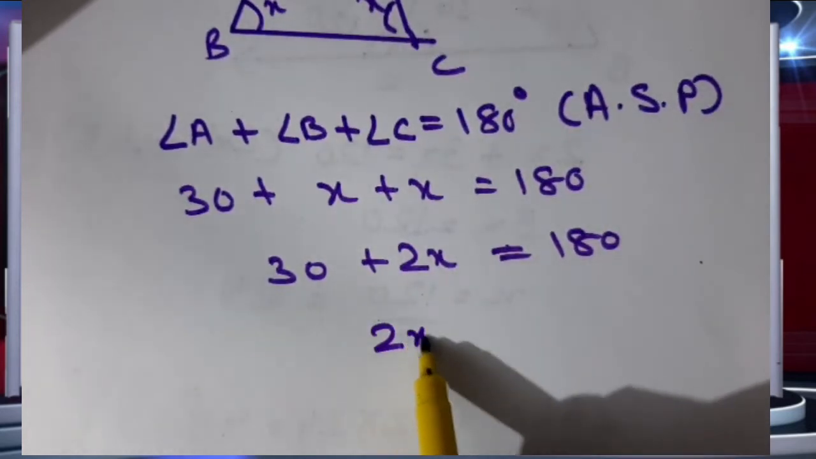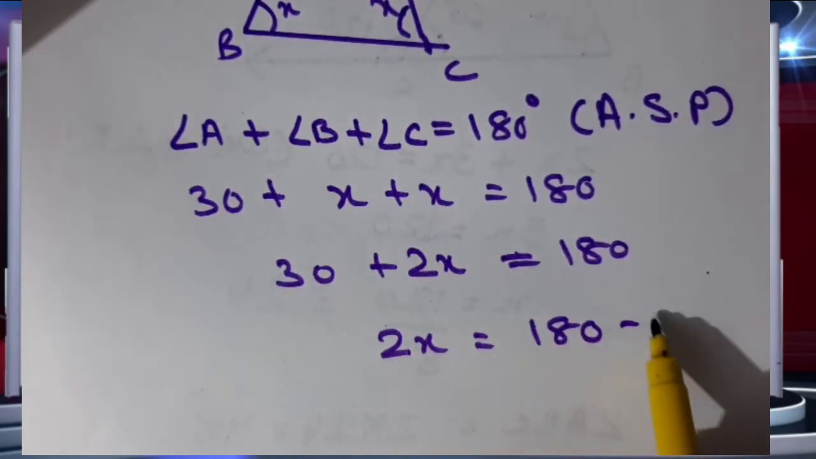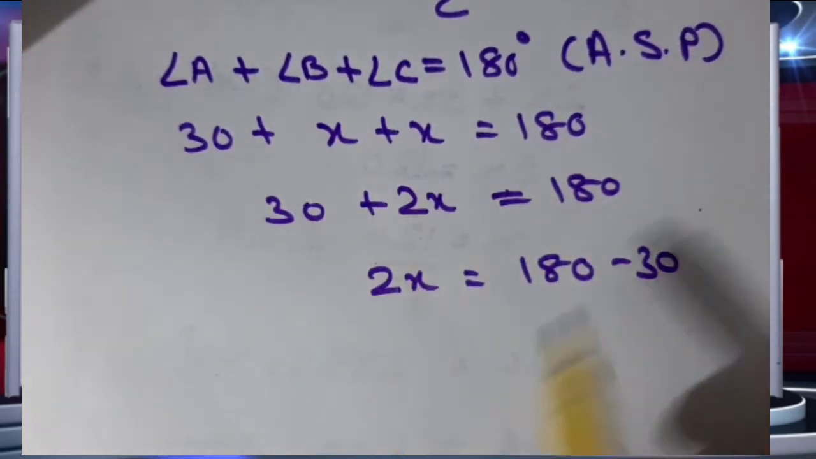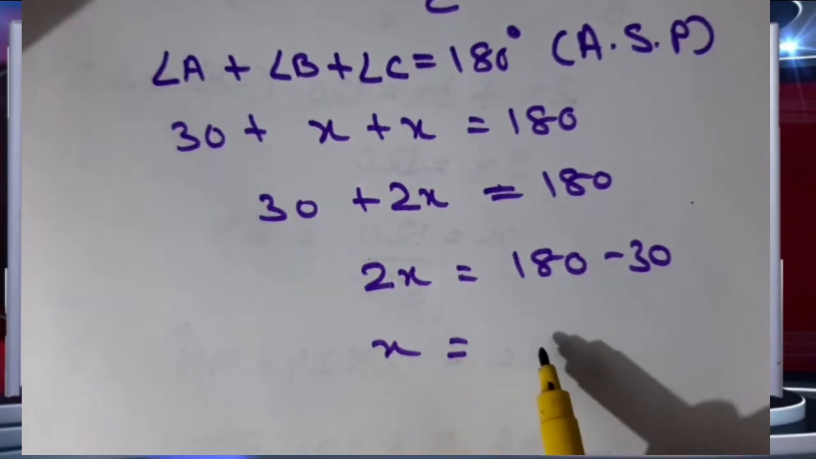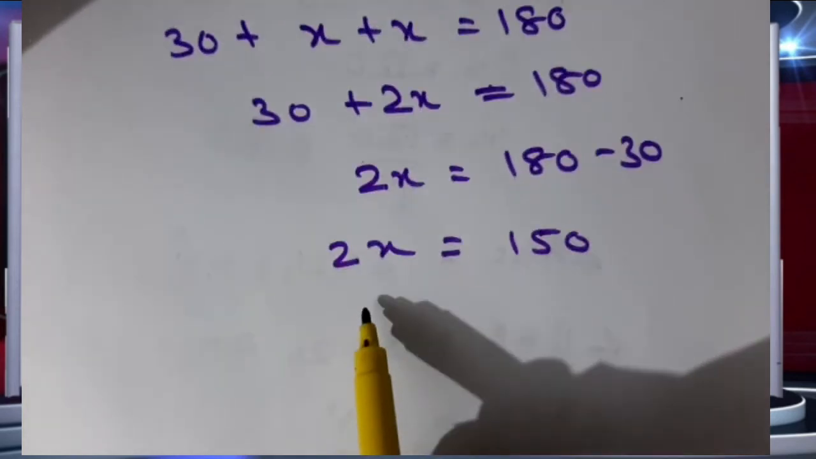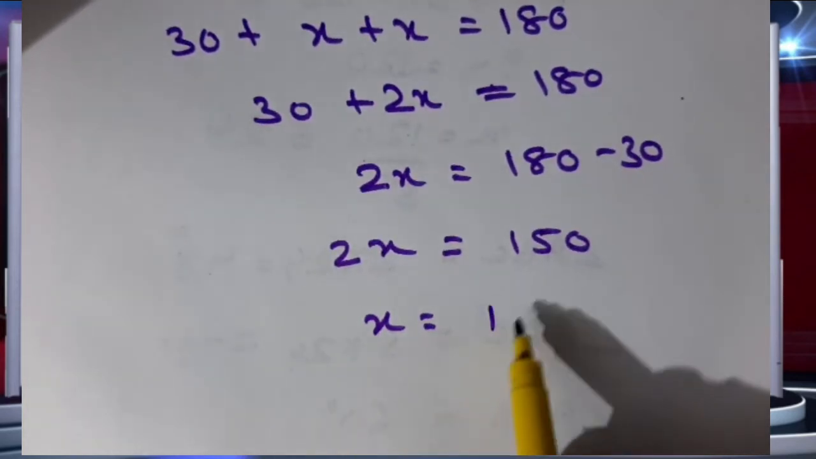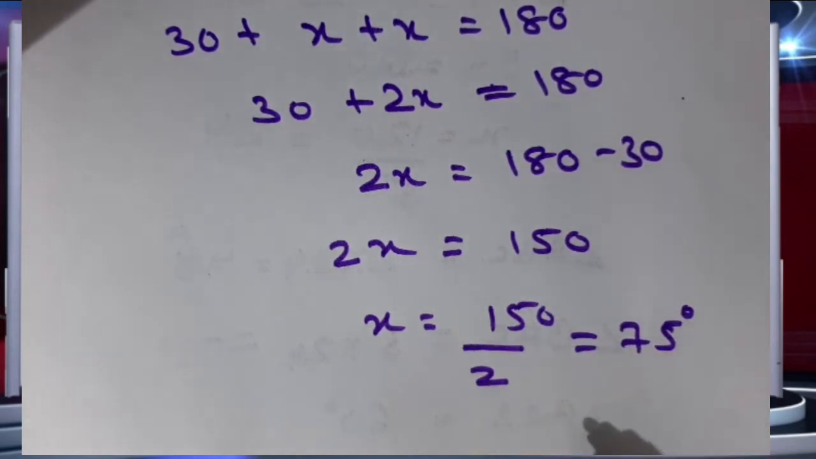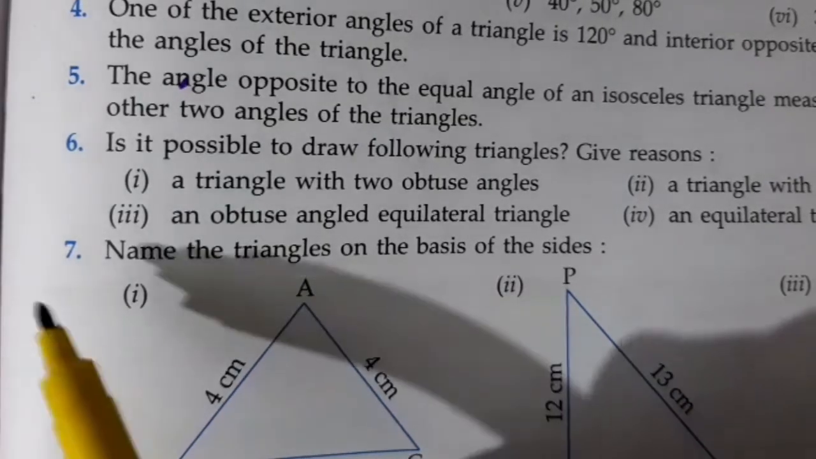Now I have to find out the value of x. So I will shift this 30 degrees from LHS to RHS. So the sign will change. It will become a negative sign. So now 180 minus 30 is 150. 2x is 150. So x is equal to 150 divided by 2, which is 75 degrees. Hence the equal angles of triangle ABC are 75 degrees, which means angle B and angle C are both 75 degrees.